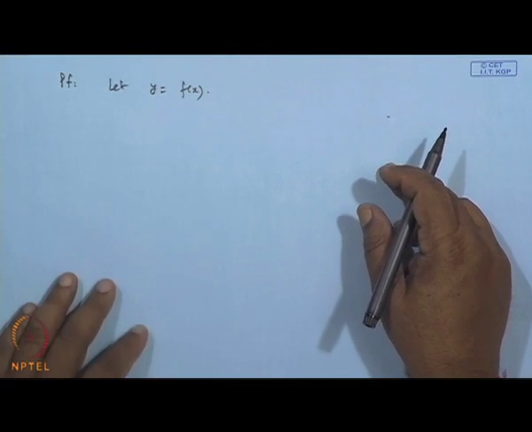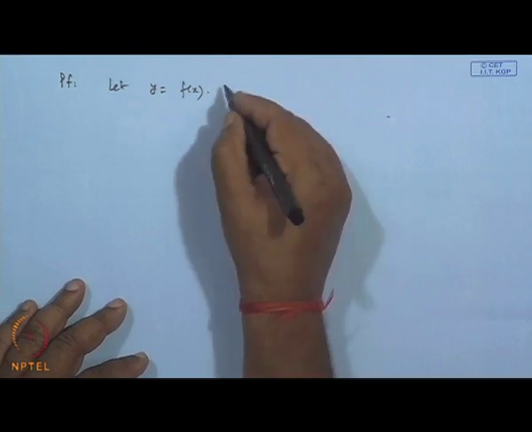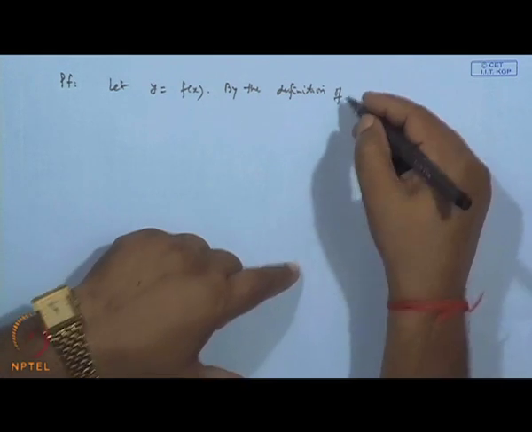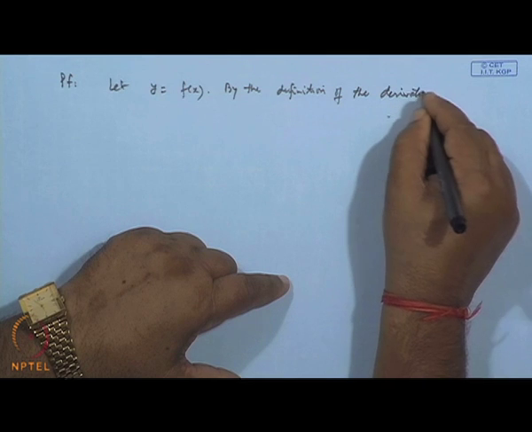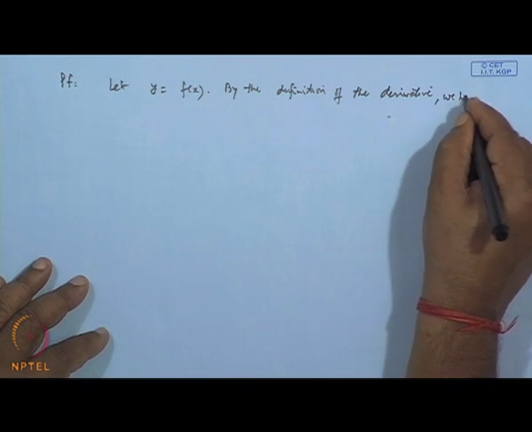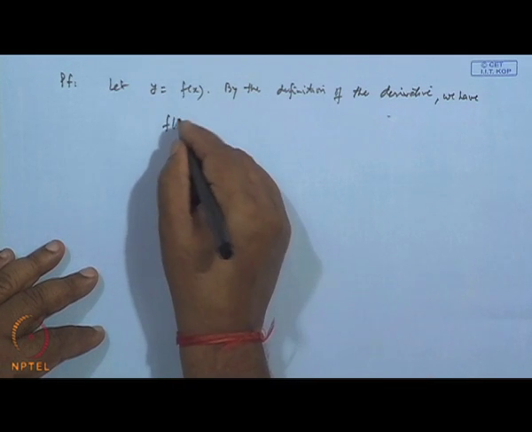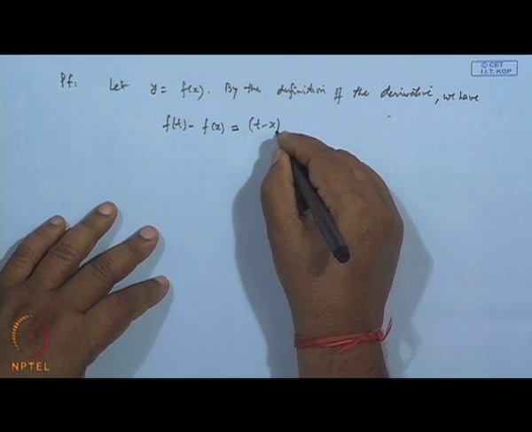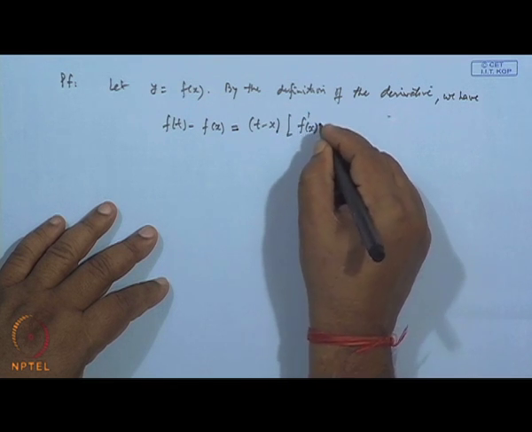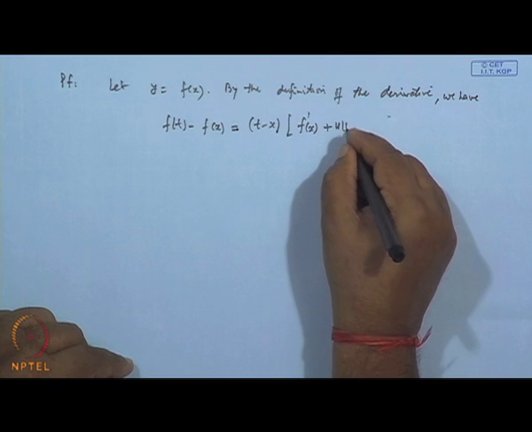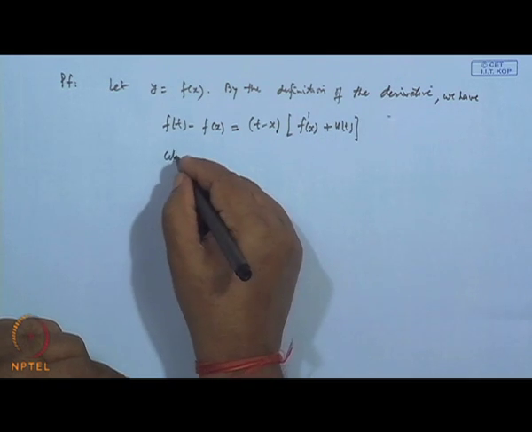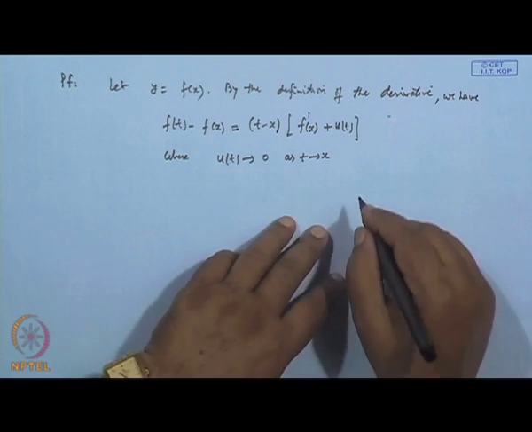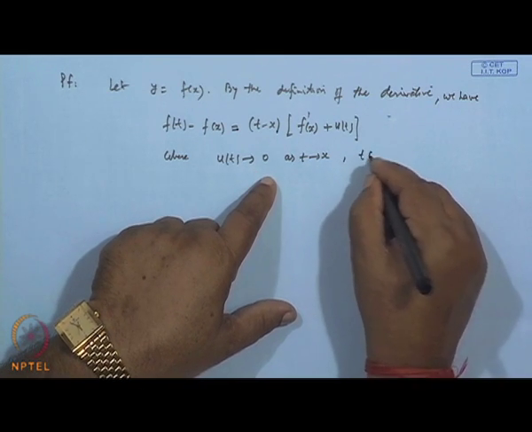So, by the definition of the differentiability of the function f of x, we have f of t minus f of x equals t minus x into f prime of x plus u of t, where u of t tends to 0 as t tends to x, and t belongs to a, b.